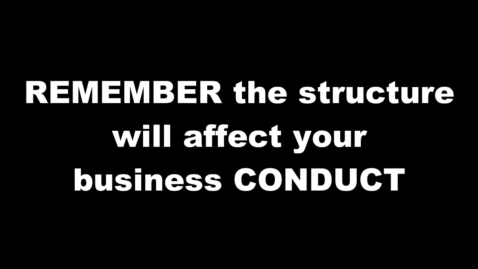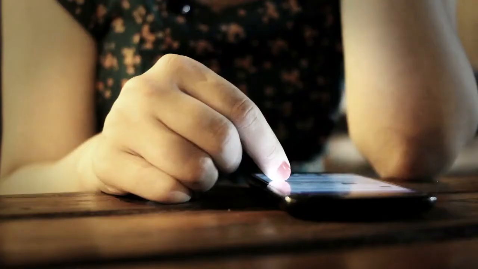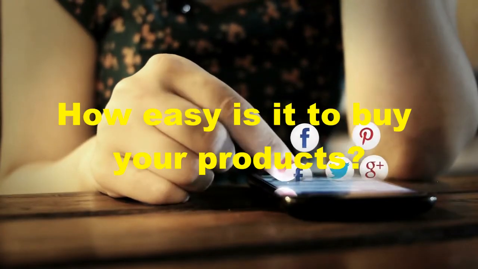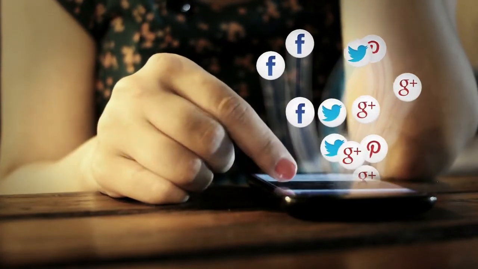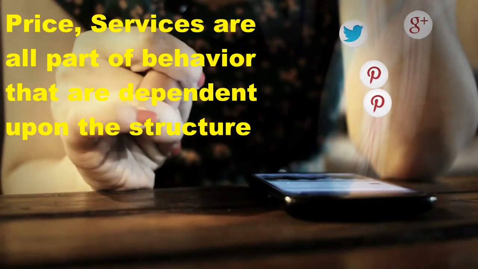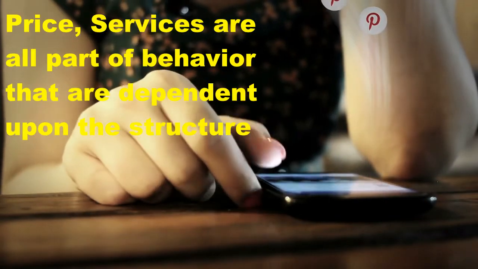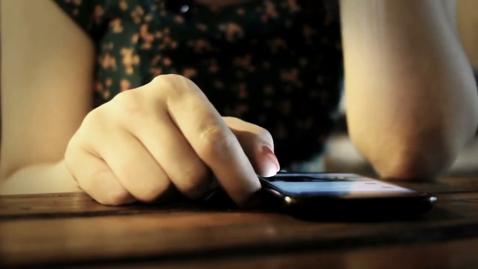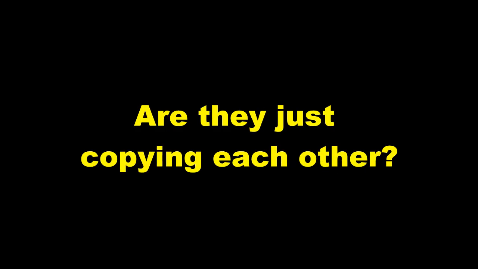So now that you have your market structure, remember, the structure will affect your business conduct. So think of how people buy from you or check your website. The point is, things like price and services are all part of behavior that are dependent upon the structure. So at this point, when analyzing the conduct, you can also look at what other businesses are doing. Which strategy are they using? Are they just copying each other?